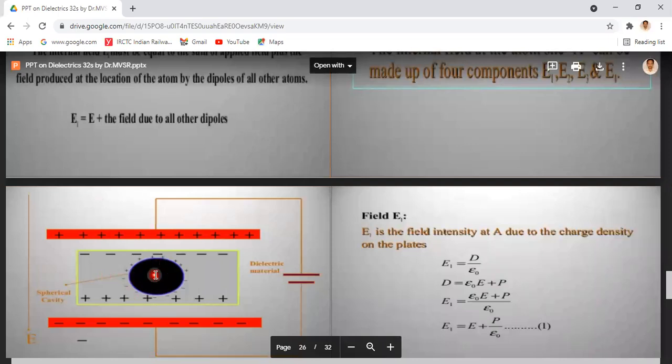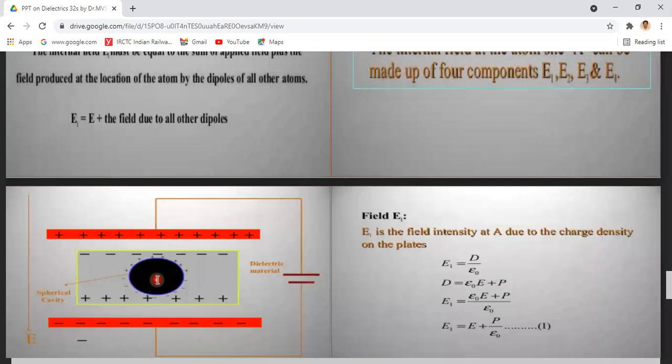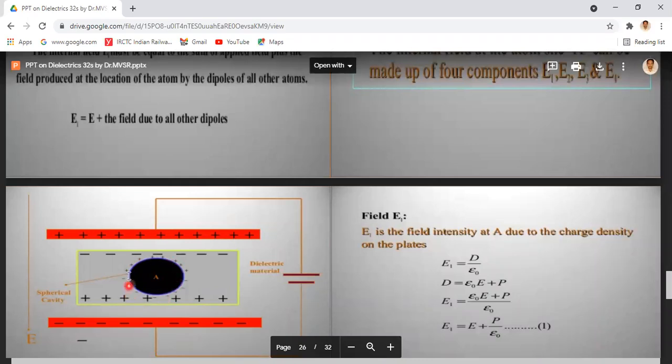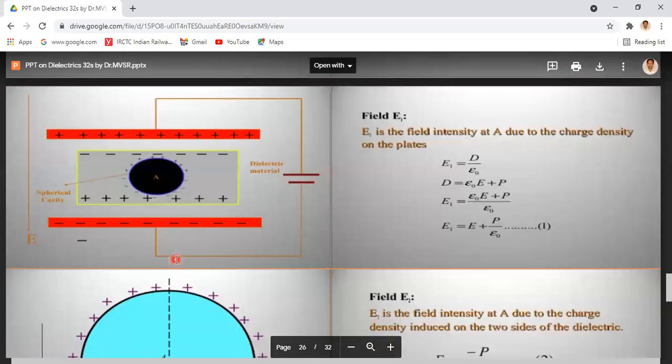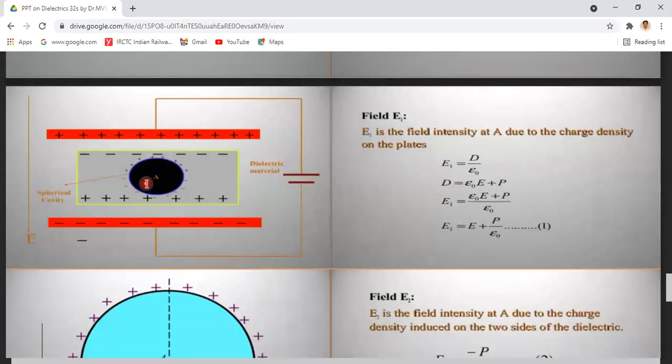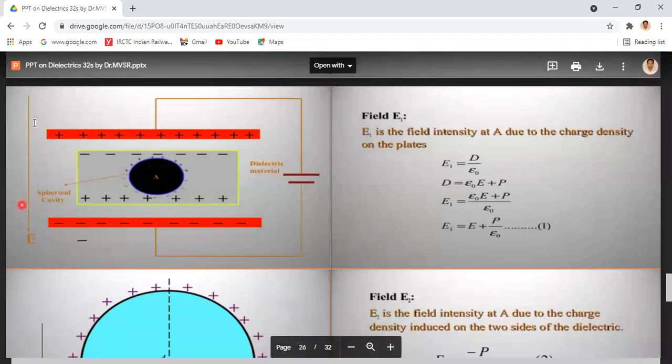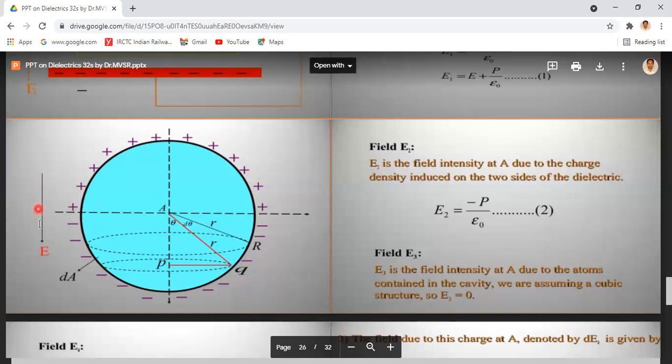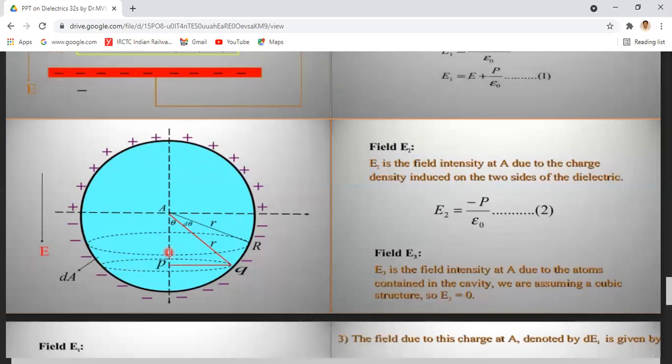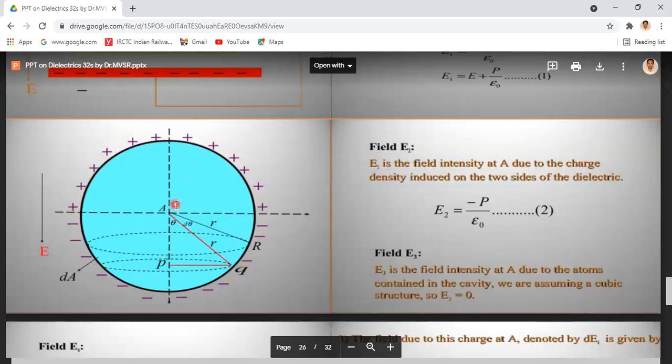So consider this atom A, around this atom this is a spherical cavity. The intensity of electric field due to charges on the spherical cavity is to be calculated. Here the atom in the spherical cavity is under the application of this electric field E bar. E bar represents the external electric field, which is produced by the capacitor. Now let us find the intensity of electric field due to the charges on the spherical cavity at point A.